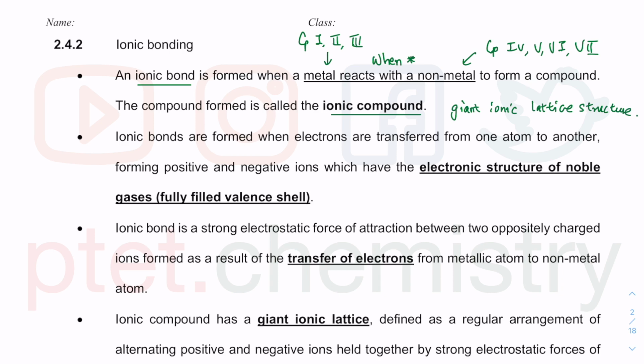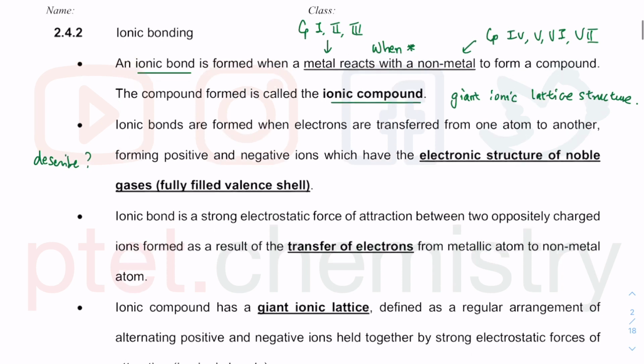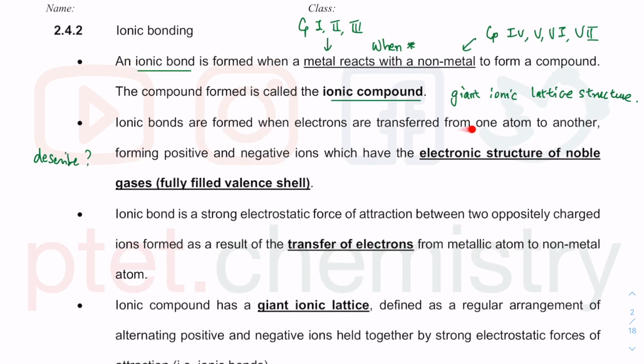What actually happened? Remember what happened? Describe the formation of the ionic bond. Well, the metal itself will lose electrons. Those electrons get transferred from the metal atom to the non-metal atom, and therefore the non-metal atom gains electrons, and you get anions, basically negative ions.